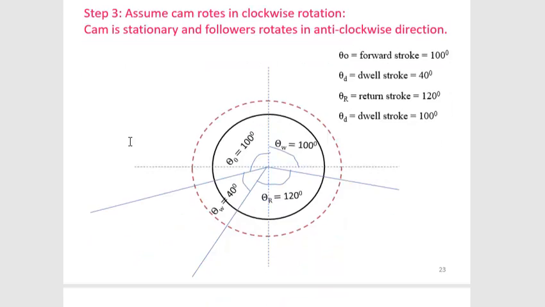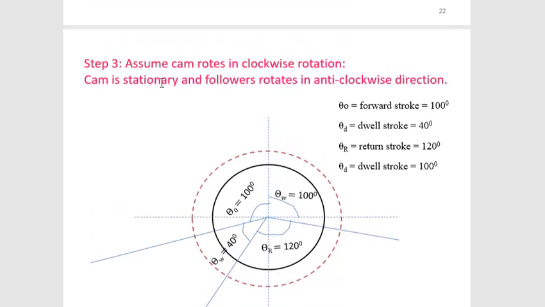After we have drawn that, we assume that the cam rotates in clockwise direction. The spelling is wrong here, it should be rotates. Assume that the cam rotates in clockwise rotation. The cam is stationary and the follower rotates in anti-clockwise direction.